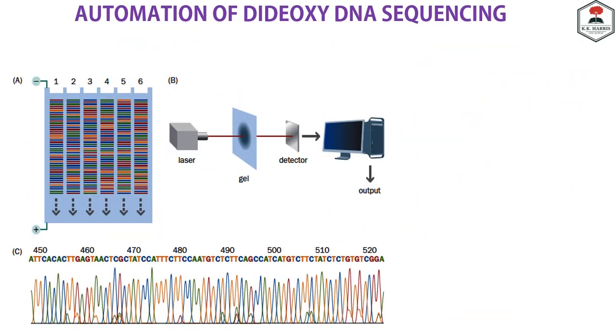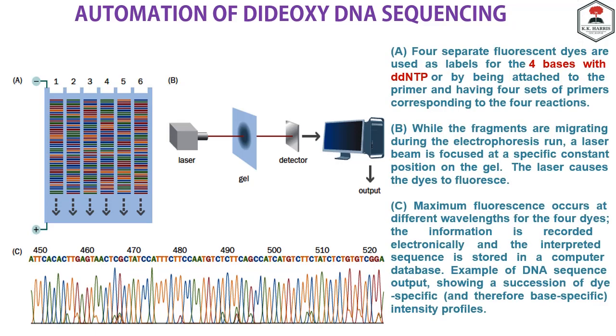Automation of dideoxy-DNA sequencing. 4 separate fluorescent dyes are used as labels for the 4 bases, either with the ddNTP or by being attached to the primer and having 4 sets of primers corresponding to the 4 reactions.